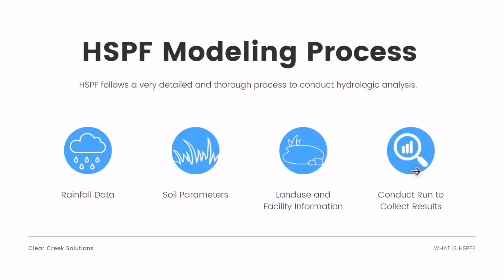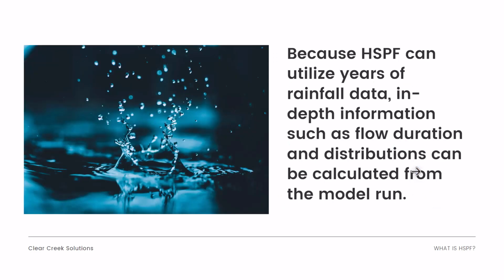So what is the modeling process in HSPF in short? Well, HSPF follows a very detailed and thorough process to conduct a hydrologic analysis. First, you need rainfall and evaporation data. You need to understand the soil parameters at play, the amount and acreage and land use of the soil parameters and possible facility information. And then you need to conduct the run to collect the results that you need.